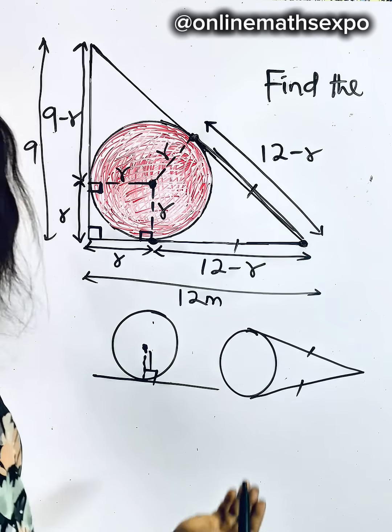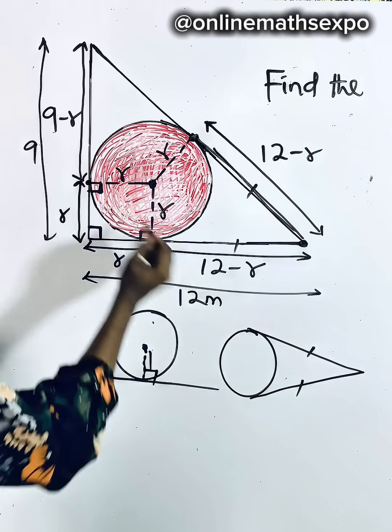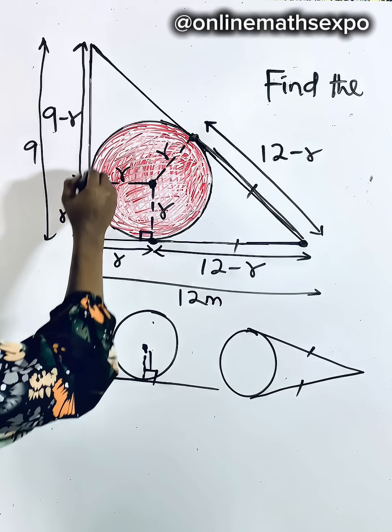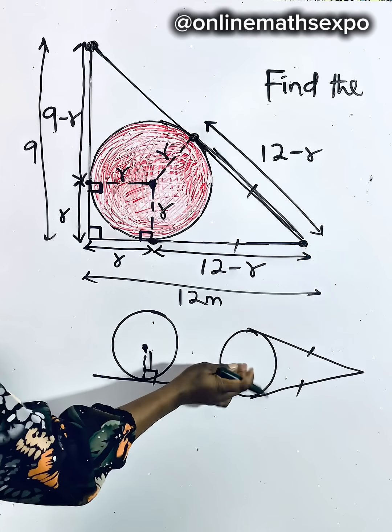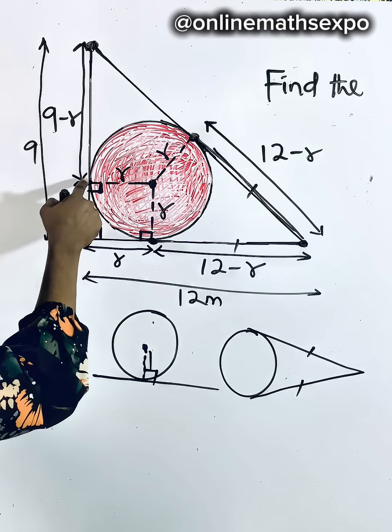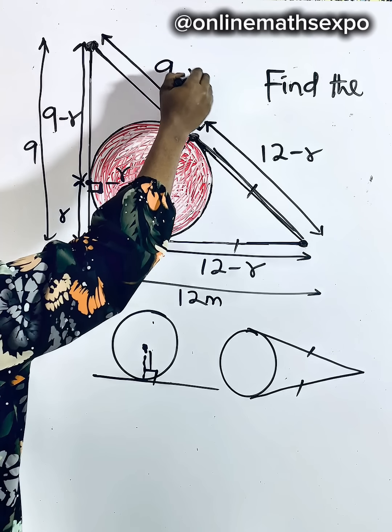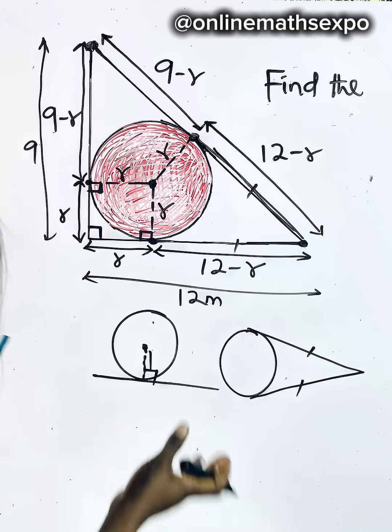Now, what do you do next? Go back again. You observe that this also obeys what we have stated here. From here to here is the same as from this end to this, obeying what we have stated here. And you have observed also that from here to here measures 9 minus r. Automatically, this length also measures 9 minus r. And that is interesting. What do you do next?